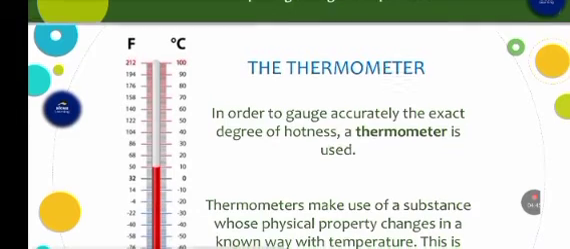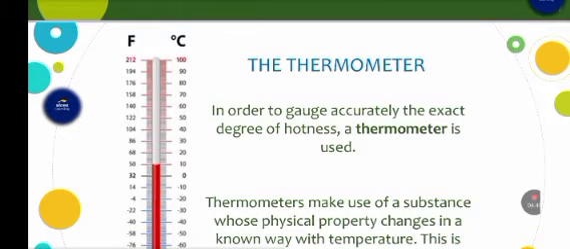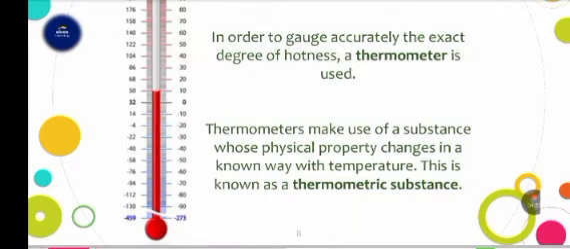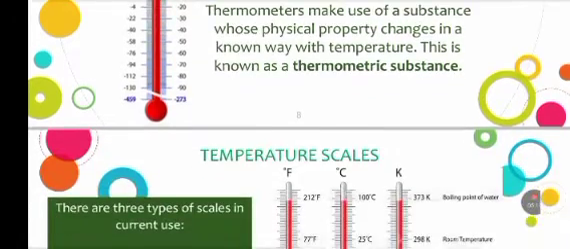Now, let's look at the thermometer. The thermometer is used to exactly gauge the degree of hotness or coldness of an object. Thermometers make use of a substance whose physical property changes in a known way with temperature, and this is called a thermometric substance. That's why instruments used to measure temperature usually make use of a substance whose physical property changes in a known way with temperature.